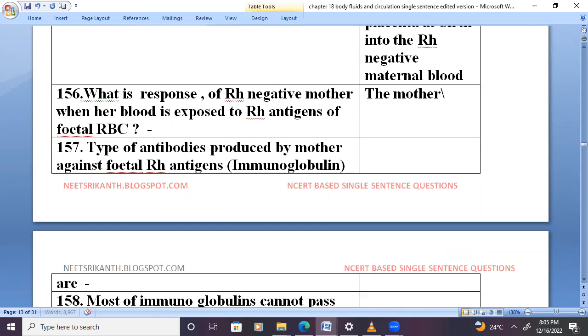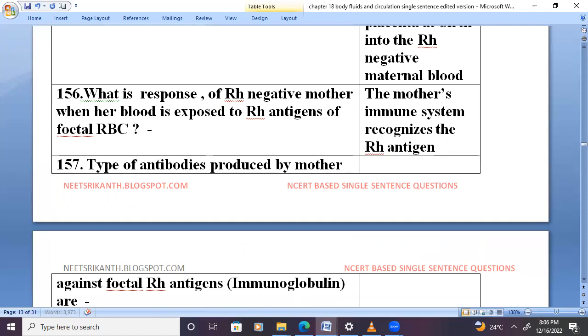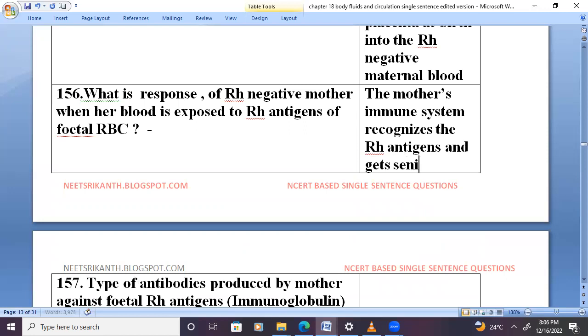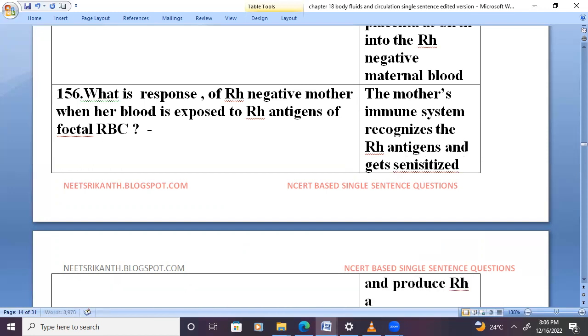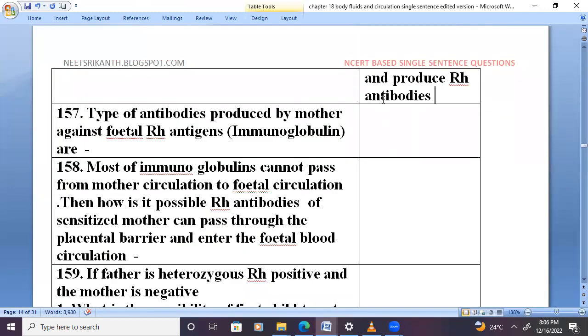The mother's immune system recognizes the Rh antigens, considers them as antigens, and gets sensitized. That means she responds and produces Rh antibodies. The mother's immune system recognizes the Rh antigen, gets sensitized and produces Rh antibodies.